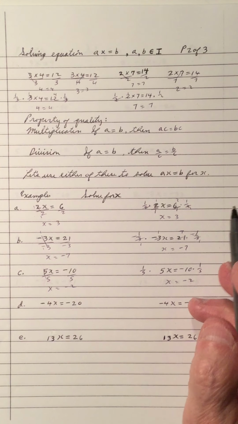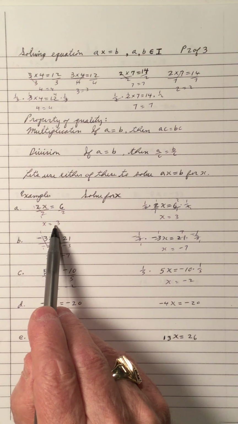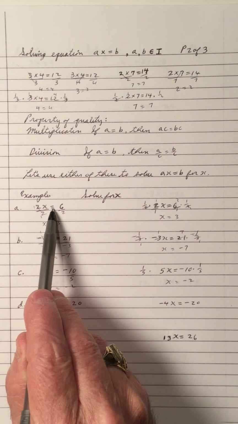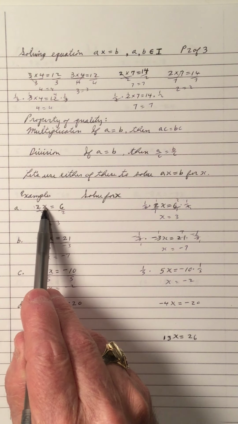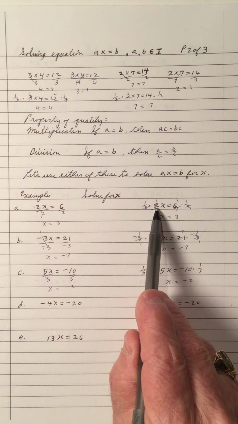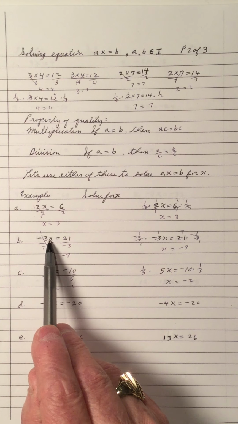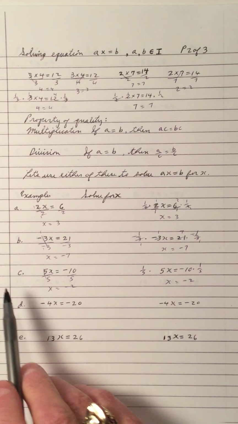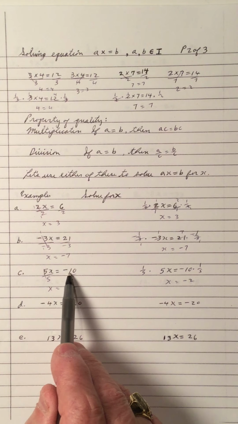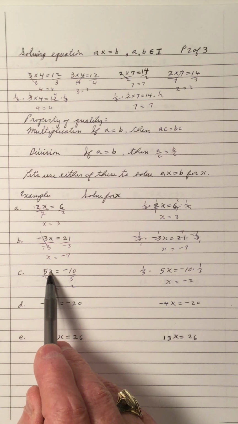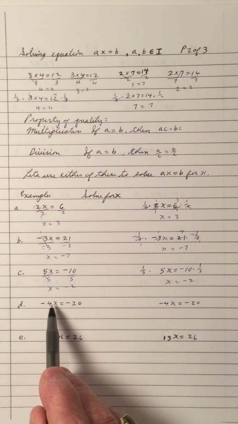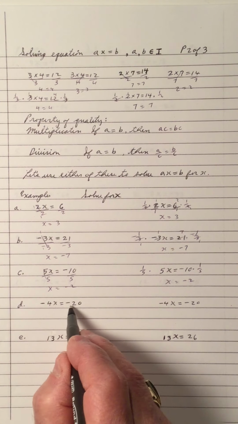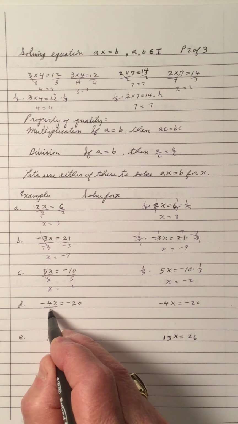And if you check back right here, just go back to this one: 2 times what number gives you 6? You can see the answer is 3. 2 threes are 6. And -3 times what number gives you 21? You say it's a 7, but it has to be negative. Or 5 times what number gives you -10? You can see that's going to be -2. And -4 times what number gives you -20? You can see you're going to get a 5.